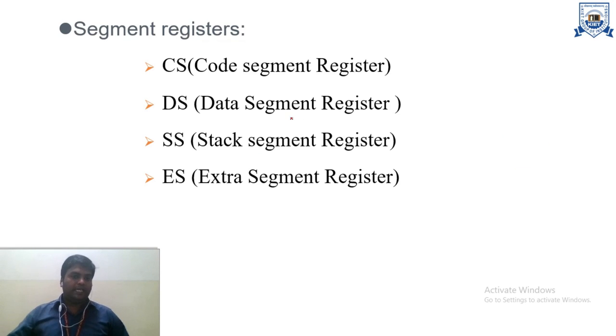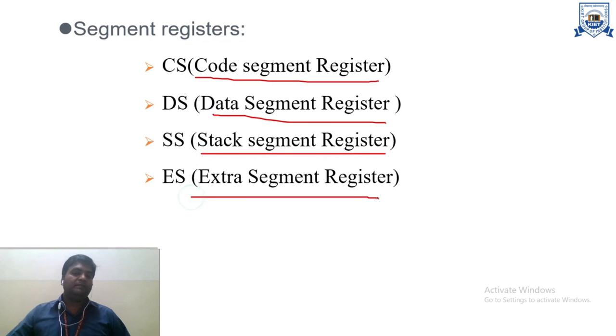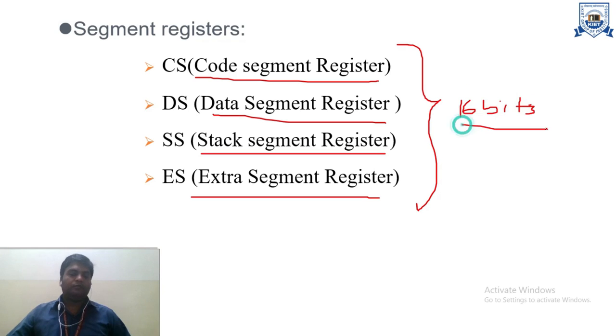Then the next one is your segment register. As I told you, we have the code segment register, data segment register, stack segment register and extra segment register. All these registers are of 16 bits and store 16 bits of information. The code segment register indicates the code segment address, and the data segment register indicates the data segment address. In memory, the address of the data segment, the stack segment and the extra segment are all identified via segment registers.